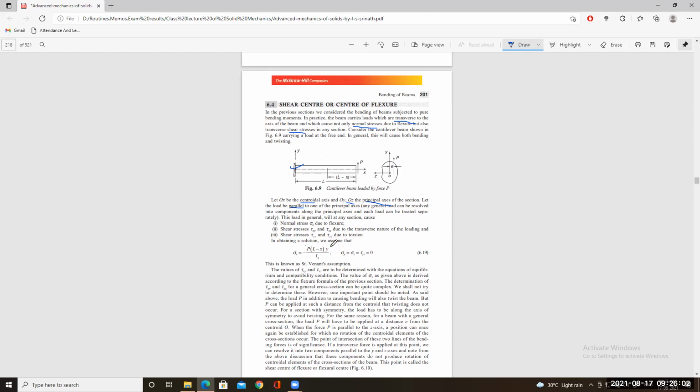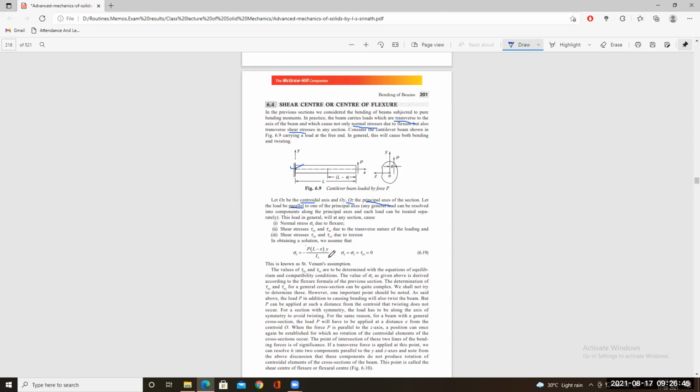Two shear stresses will act in this section, one acting in the xy plane and another acting in the xz plane. This creates a transverse nature of loading, meaning it creates a bending moment as well as shear stresses tau xy and tau xz in the section due to torsion itself. So this type of loading, which is away from the principal axis, will create flexural tensile stress as well as shear stress and torsion on the beam.